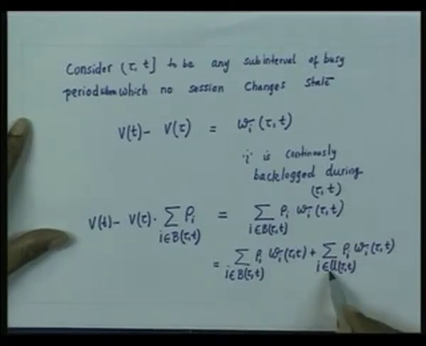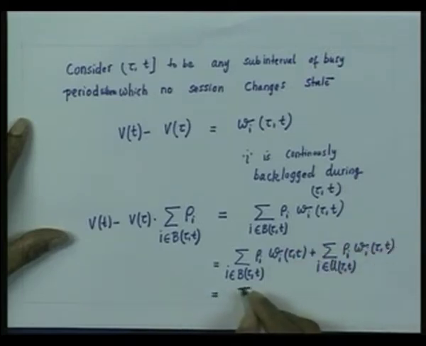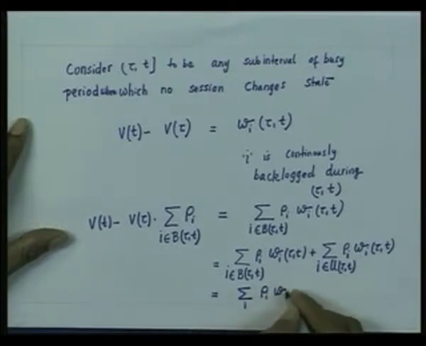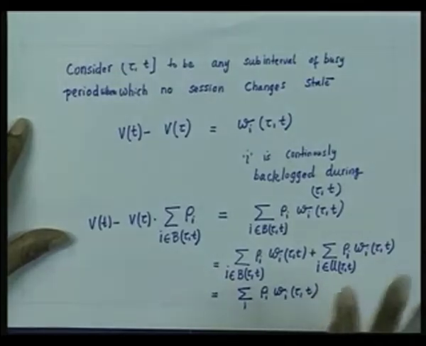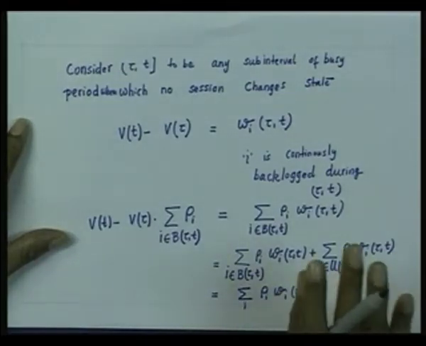Now note that for the sessions which are absent during the interval τ to t, w_i is actually 0 because they do not receive any normalized service. So this is 0 for all the sessions which belong to this set. So basically we have added 0 to this, and this means that this is also equal to the sum over all i of ρ_i w_i(τ, t), where this sum is now over the set of all sessions. Remember again, (τ, t) is an interval where no session is changing state.